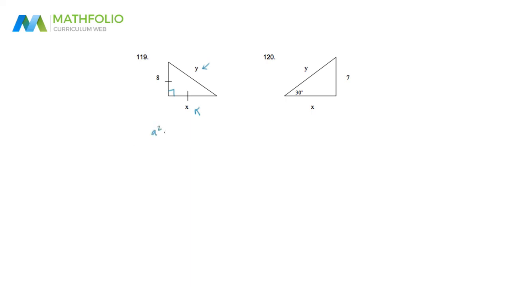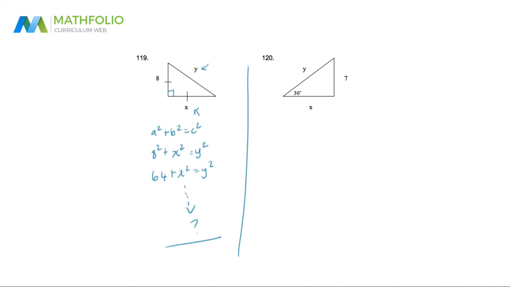Our Pythagorean theorem is a squared plus b squared equals c squared. Even if we plug this in, y is the hypotenuse, so y squared, x goes there, and 8 squared is there. So as far as we can get is just 64 plus x squared equals y squared. There's nothing else we can do to go on to solve this when we only have the one variable.